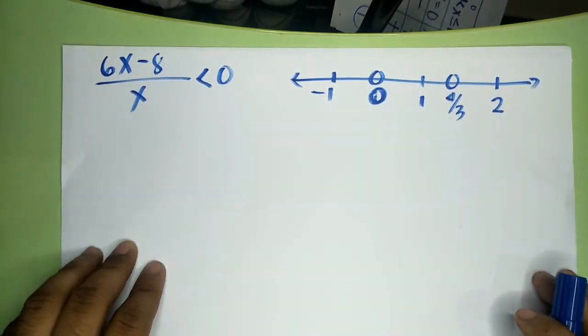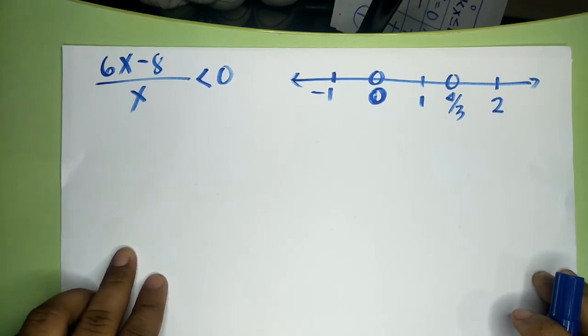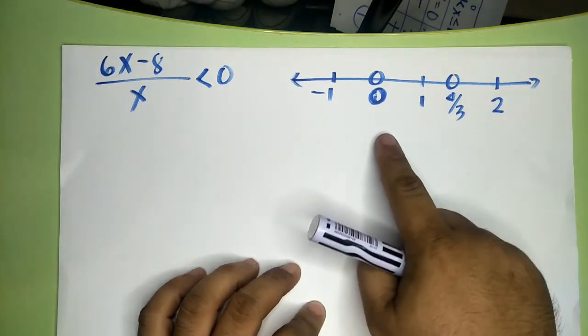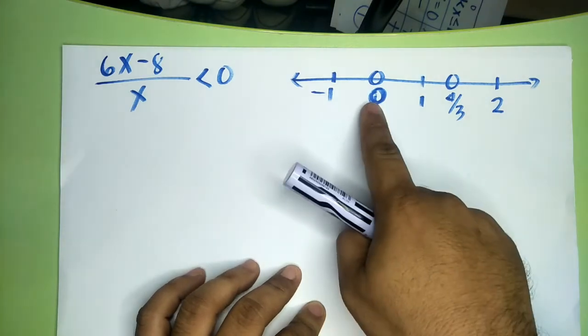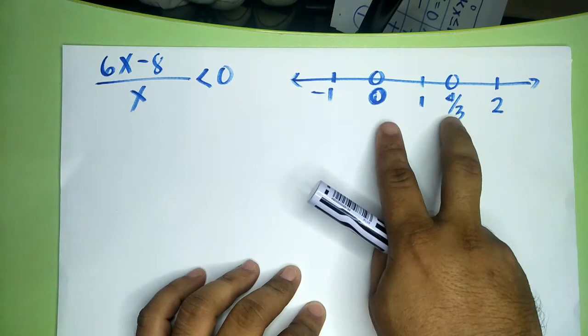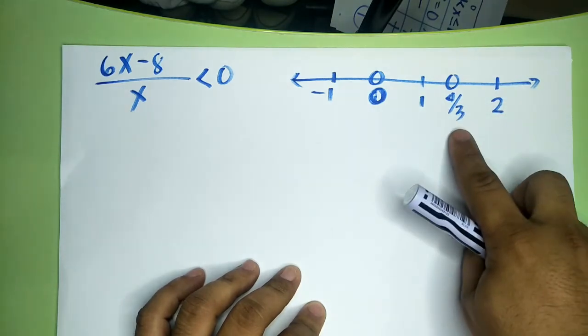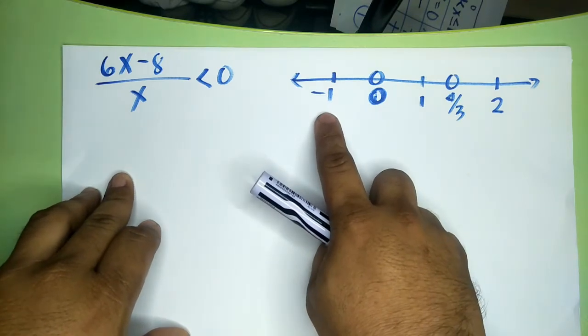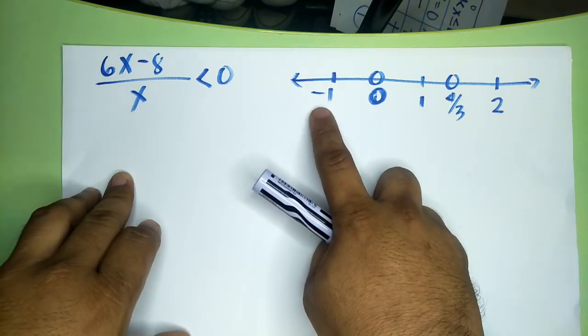Ang susunod natin gagawin ay magse-select tayo ngayon ng mga test values dun sa ating interval. So, ang test values natin ay sa kaliwa ni 0, sa pagitan nilang dalawa ng 0 at 4/3, at lahat ng nasa kanan ni 4/3. So, unahin natin dito sa kaliwa ni 0, that is negative 1.